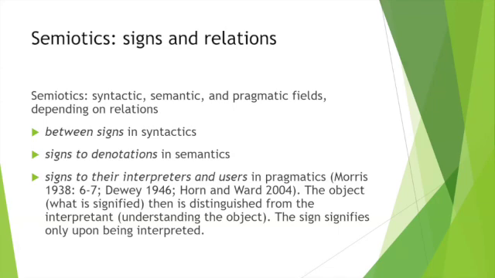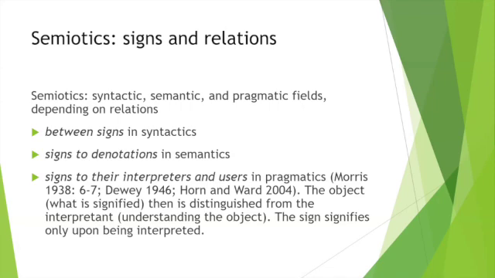Perhaps not so much to do with the meaning, it's the signs themselves. Denotations, what things denote. So a word like chair denotes, and can be used to refer to, this object that you sit on. But maybe of more interest today, pragmatics, so interpreters and their users.